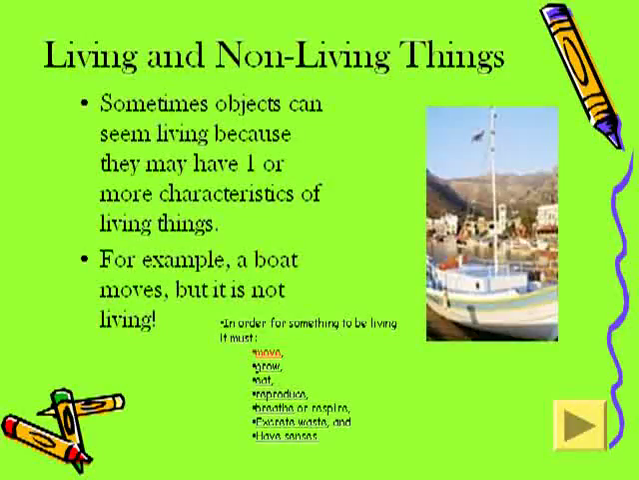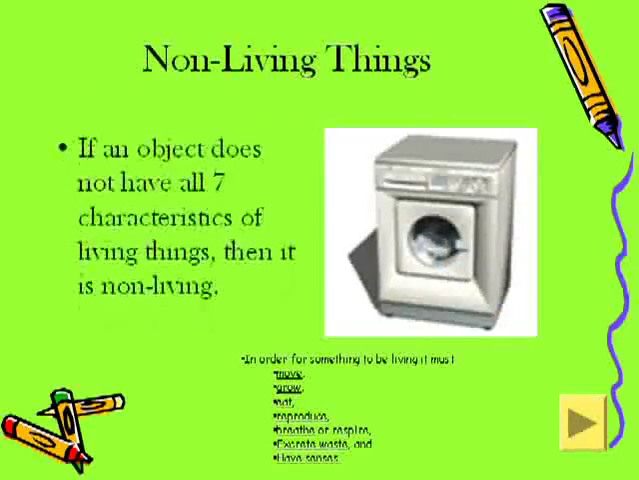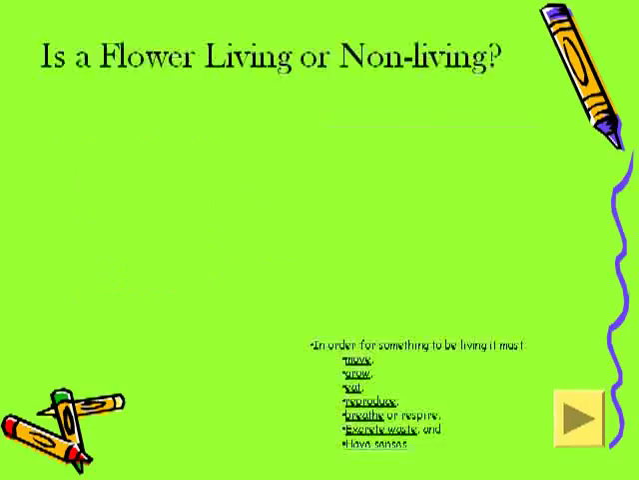Living and non-living things. Sometimes objects can seem living because they may have one or more characteristics of living things. For example, a boat moves, but it is not living. Non-living things: if an object does not have all 7 characteristics of living things, then it is non-living.